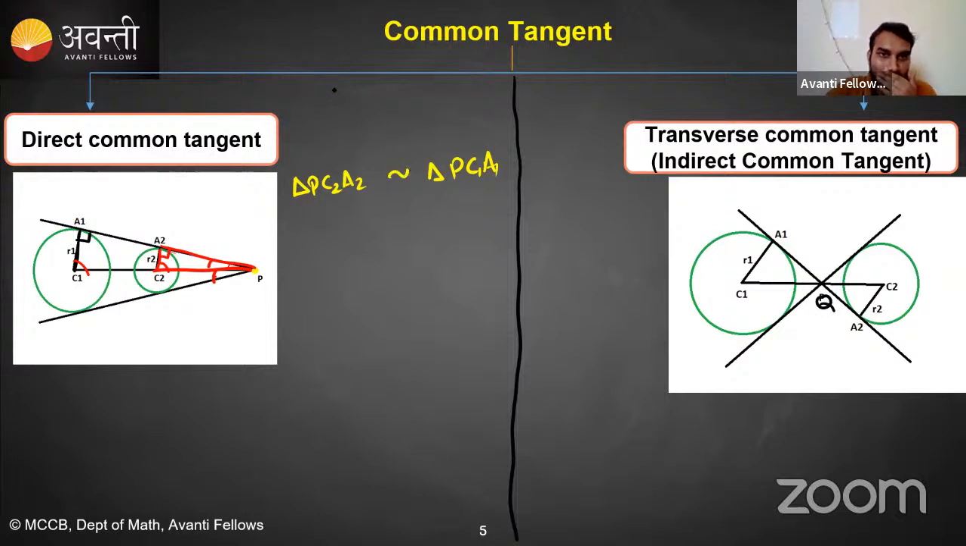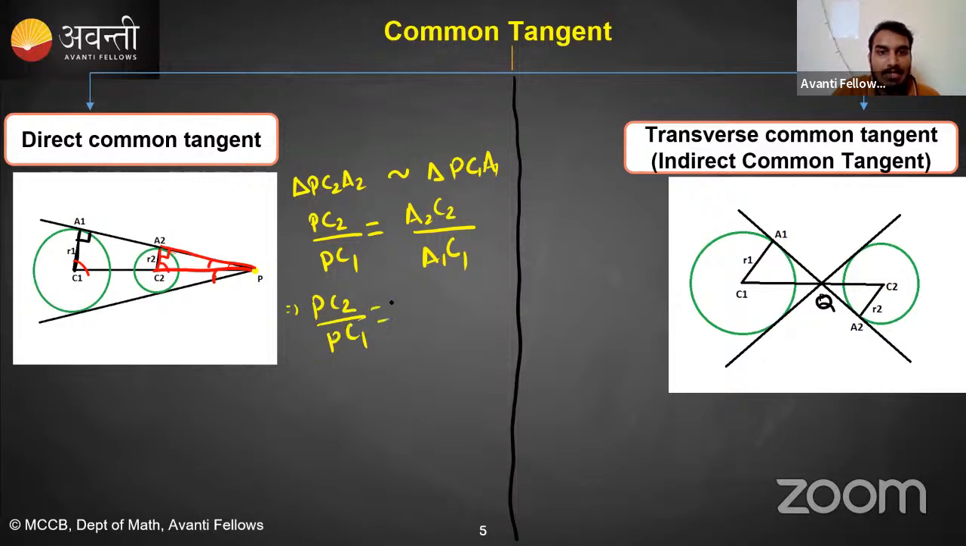Is this clear? If these two triangles are similar, then PC2 upon PC1 is equal to A2C2 upon A1C1. If these two triangles are similar, then the ratio of the corresponding sides will also be equal. So PC2 upon PC1 is equal to what? What is A2C2? R2. What is A1C1? R1. Right? Clear?